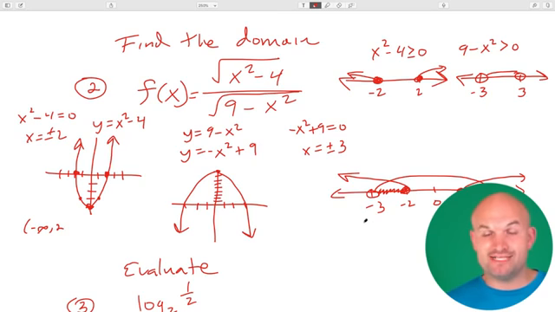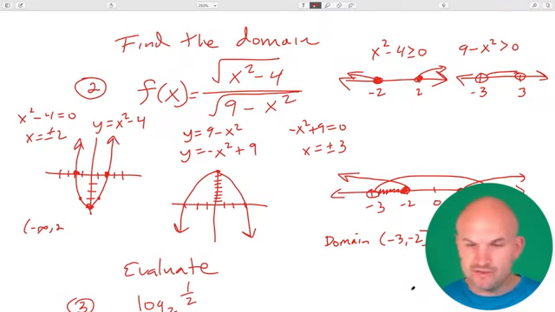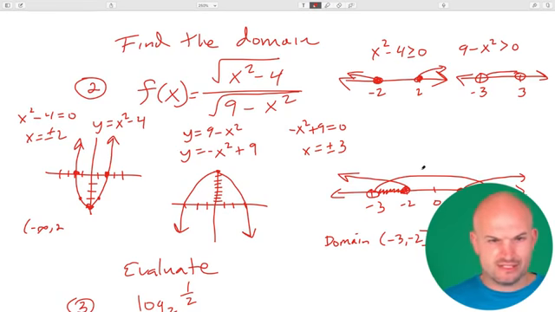That's it. So to write that domain using interval notation is going to be from negative 3 to negative 2, union, 2 to 3. And there you go, ladies and gentlemen. That is how to work it. So that's a good question.